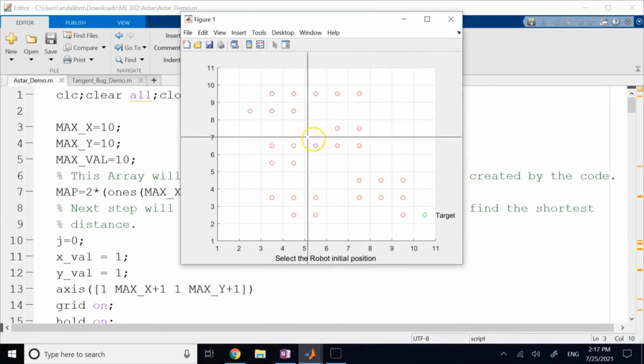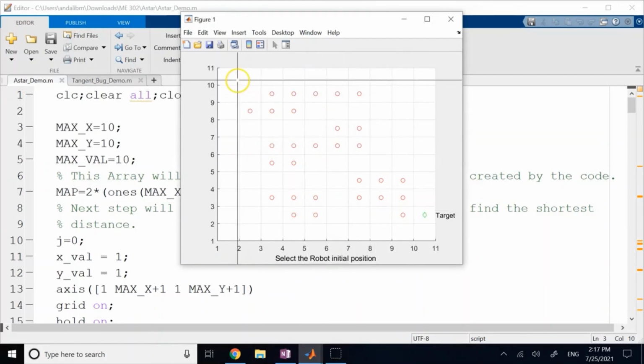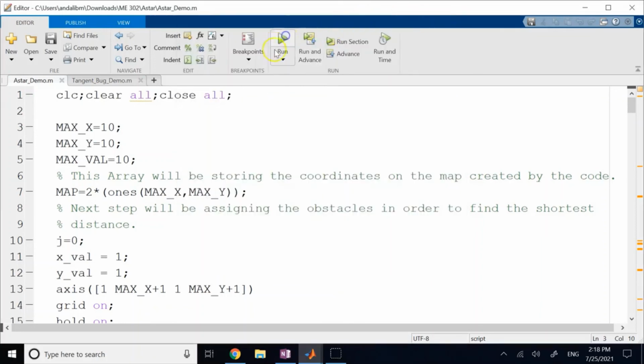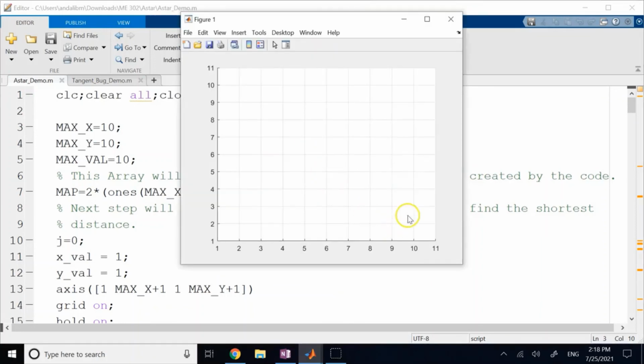So here I have 4 obstacles, and now let's say my start point is here, wherever you want, let's say here. And look, boom. And I can repeat that as many times as I want. Let's run it one more time.